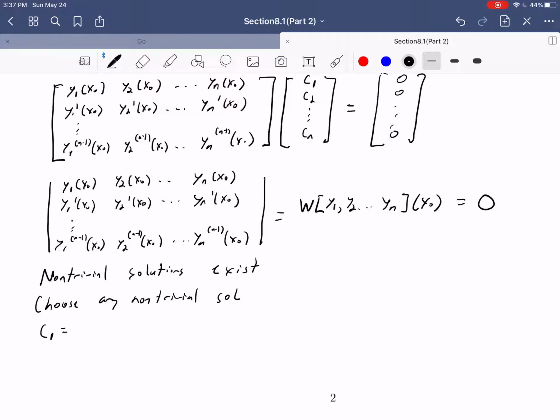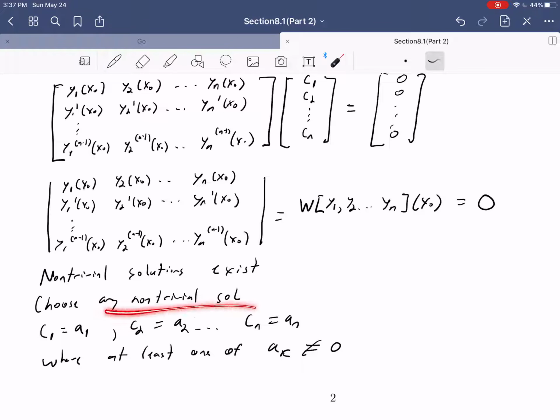Let's call it C1 equals A1, C2 equals A2, Cn equals An, where at least one of the A sub k is not equal to 0. So in other words, by choosing a non-trivial solution, at least one of A1, A2 through An is not equal to 0. Not all the C1, C2 through Cn are equal to 0 here. Okay, so now we have this non-trivial solution.